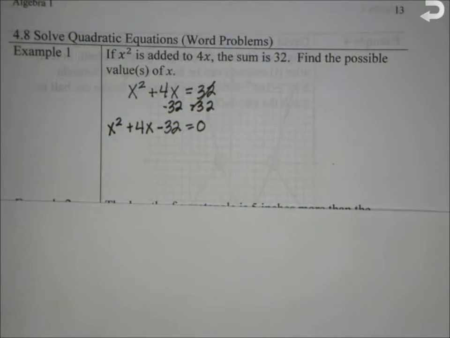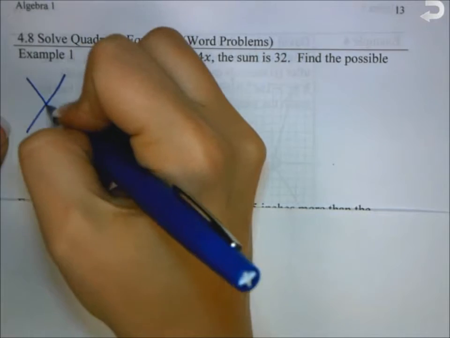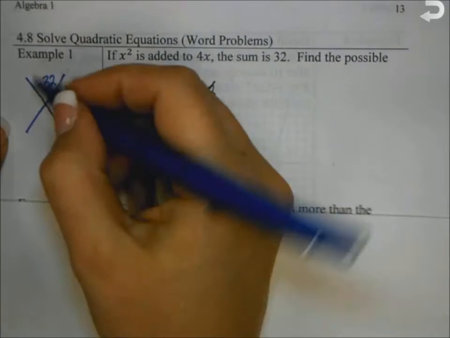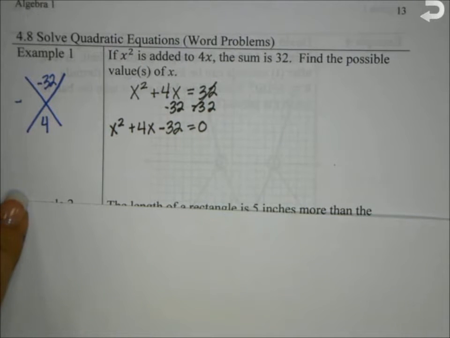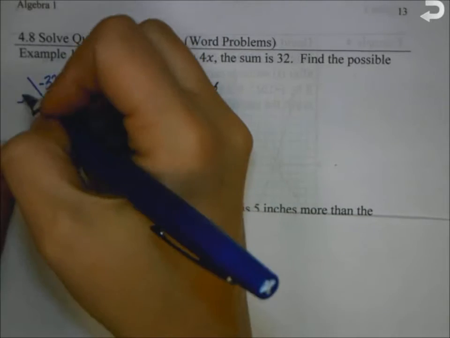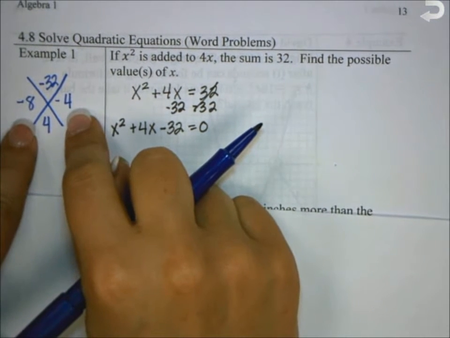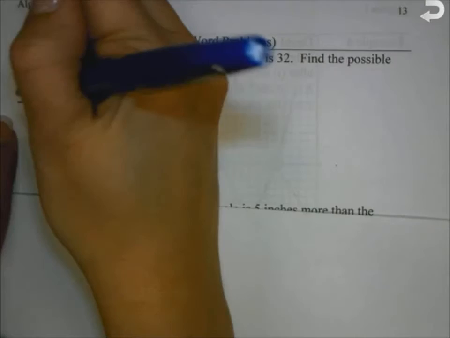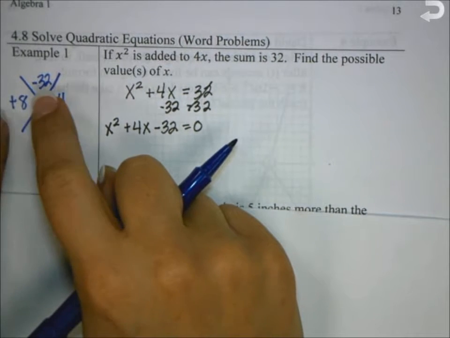Now we know how to do this, right? What can I do here? Diamond method. So I'm looking for two numbers that multiply to negative 32 and add up to positive 4. What are they? Negative 8 and 4? Wait a second. Negative 4 and 8, negative 4, positive 8, because we want to add up to a positive number, right? So my bigger number should be the positive one.